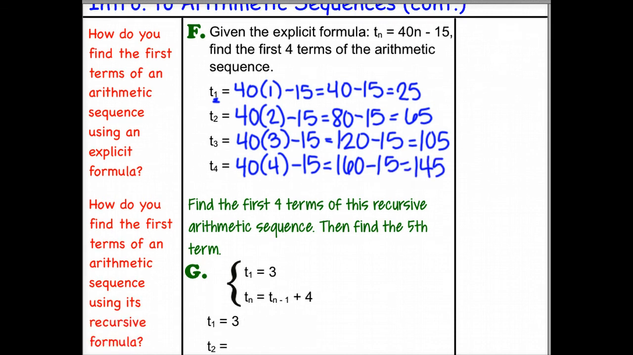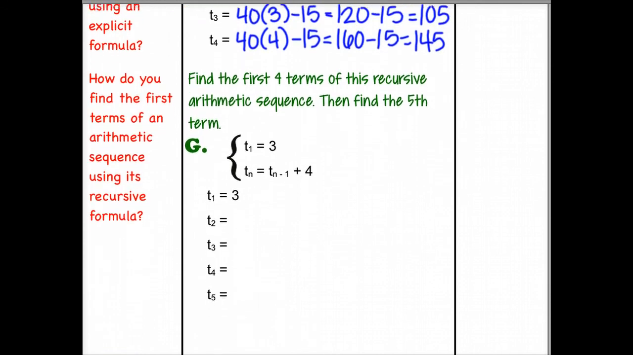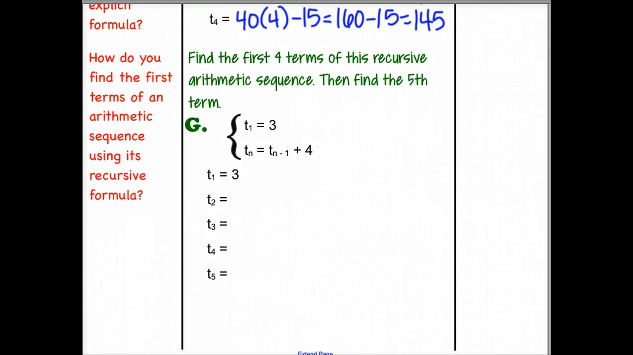The final piece we have here is using the recursive formula to get the 2nd, 3rd, 4th, and 5th terms in this sequence. So we're telling you that t sub 1 is 3, and I have the formula t sub n minus 1 plus 4, which simply means that in this case t sub 2 is going to be equal to t sub 1 plus 4. While t sub 1 is 3, 3 plus 4 gives us 7.